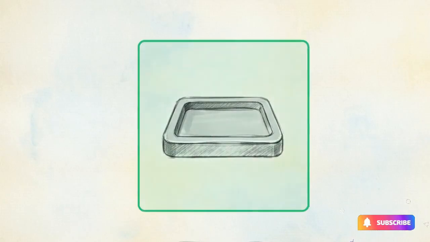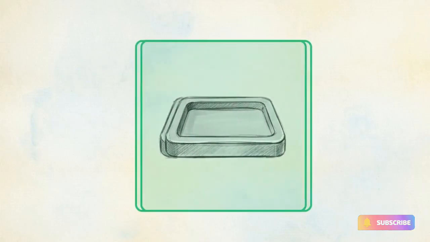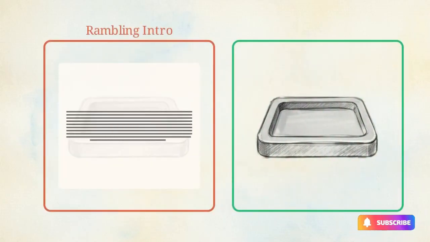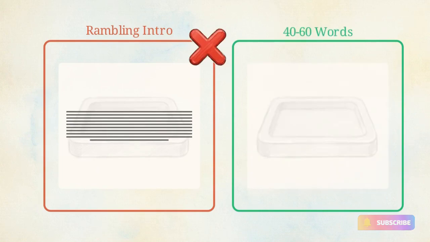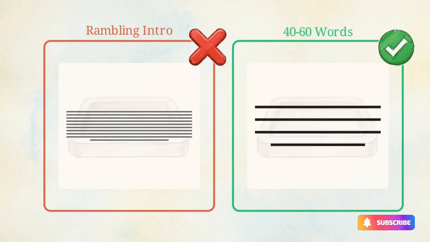The space immediately following your new H2 must contain a definitive answer to that question. AI summarizers ignore long, rambling introductions. Keep your initial response between 40 and 60 words so the engine can extract the facts.